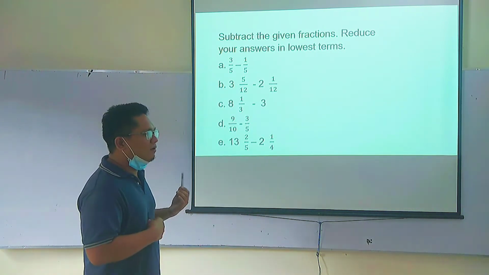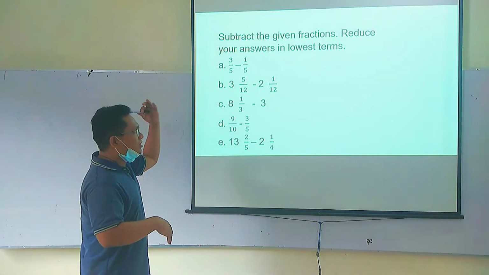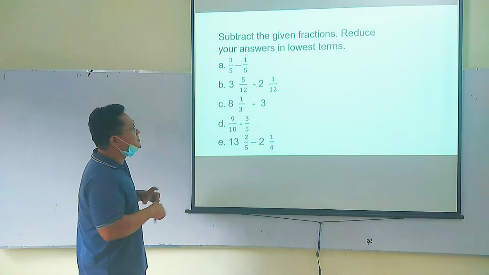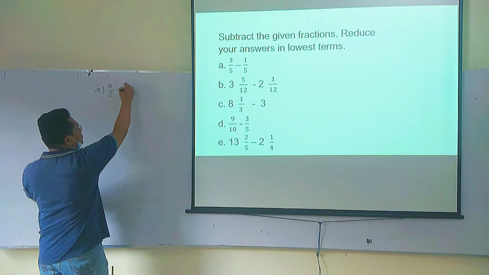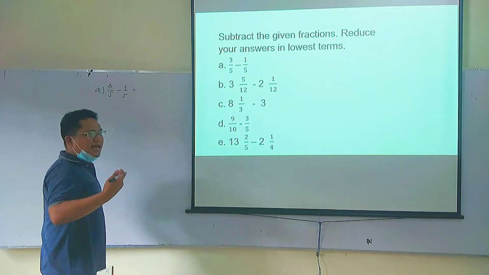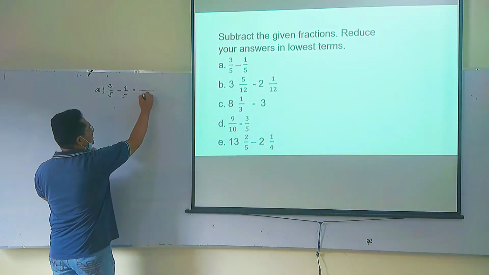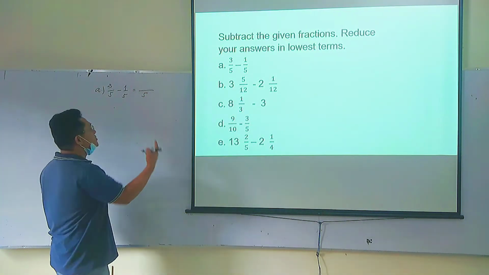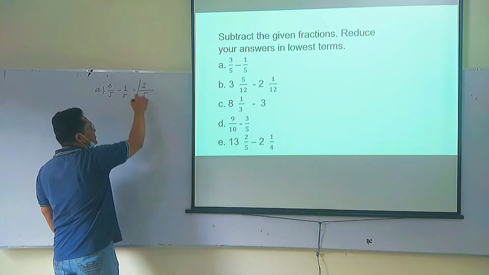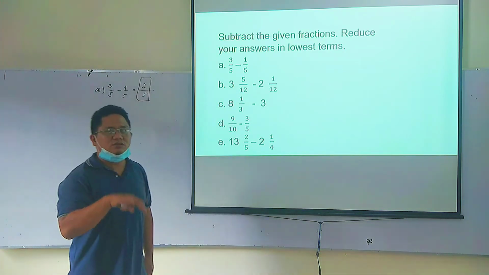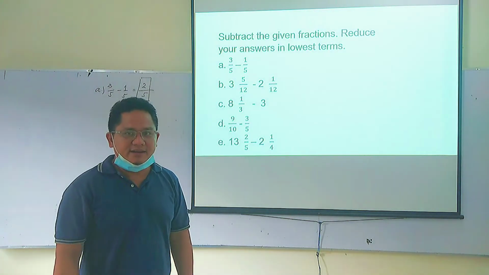The rule for addition applies also to subtraction. So for letter A, it's very easy. It's 3 over 5 minus 1 over 5. These similar fractions, you just copy the denominator. So copy the denominator, 5 here, then subtract numerators. 3 minus 1 is 2. So 2 over 5 cannot be further factored, so 2 over 5 is the final answer. So that's our answer for letter A.